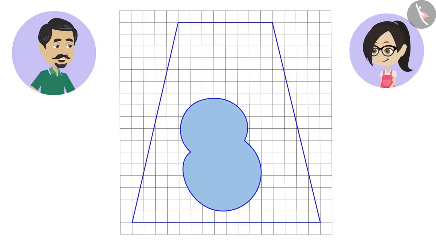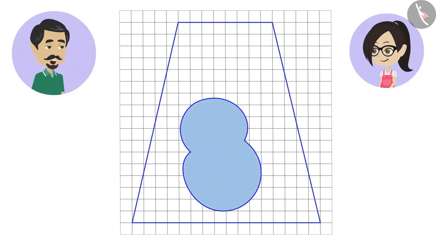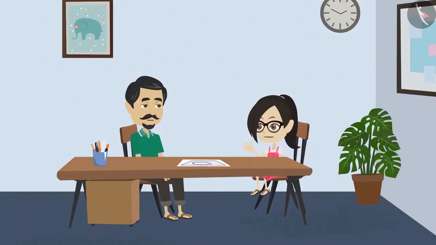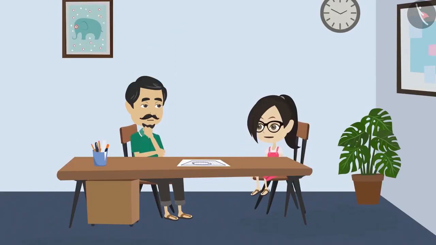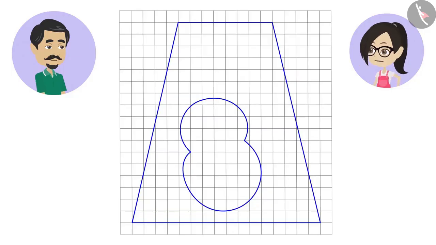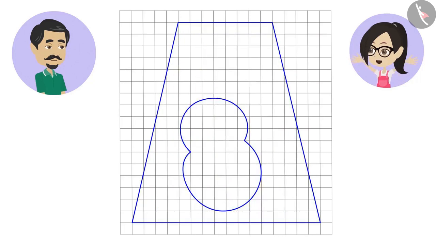I want our pond to be 1/4 of the size of the field. But by looking at the map, I am not able to find out whether the pond is 1/4 of our farm or not. Dad, I can help you out to find that. How? Madam has taught us to find the measure of difficult shapes, and the shape of both the farm and the pond on the map are difficult.